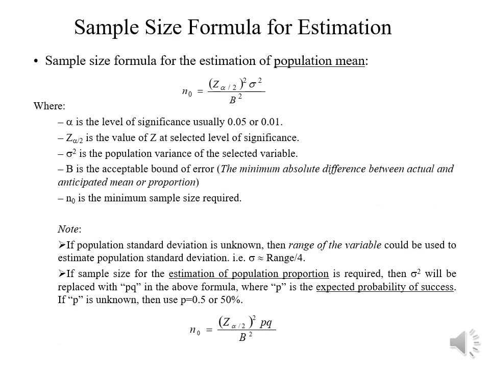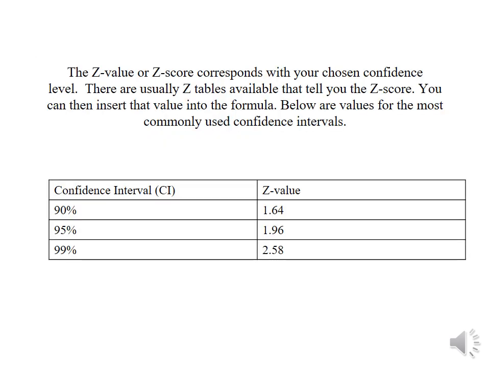B is the acceptable bound of error, the minimum absolute difference between actual and anticipated mean or proportion. The value of Z or Z score corresponds with your chosen confidence level. The most commonly used are 90%, 95%, and 99%, and their corresponding Z values are 1.64, 1.96, 2.58. These are the three confidence intervals which are most commonly used, and it's very easy to remember these.